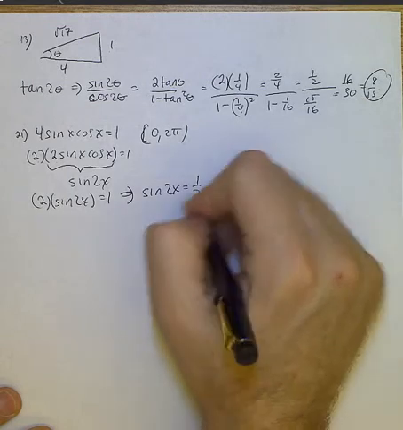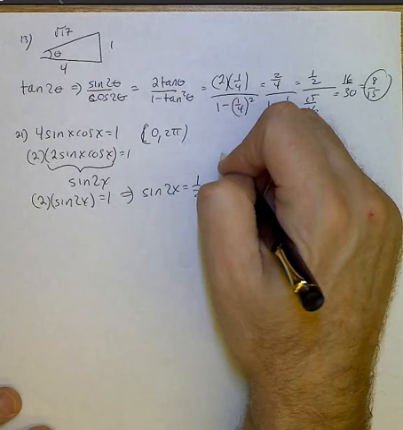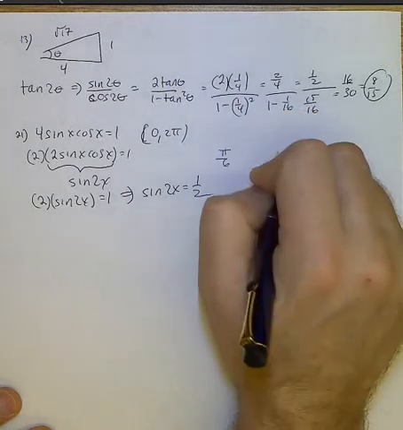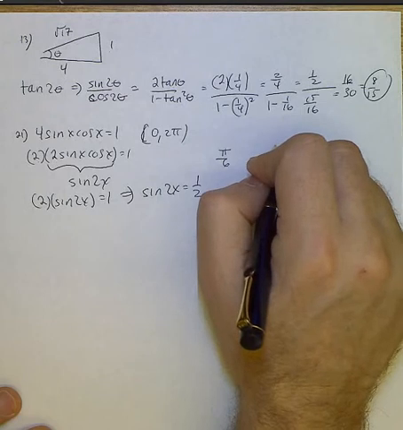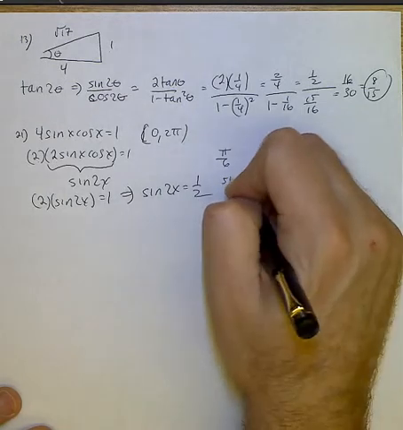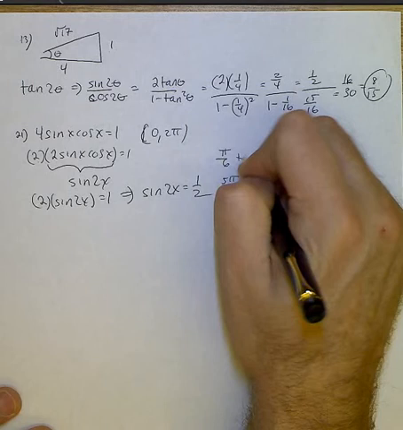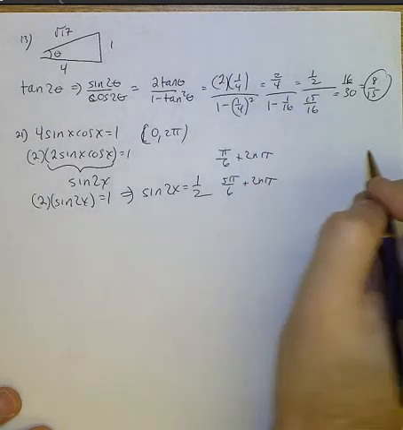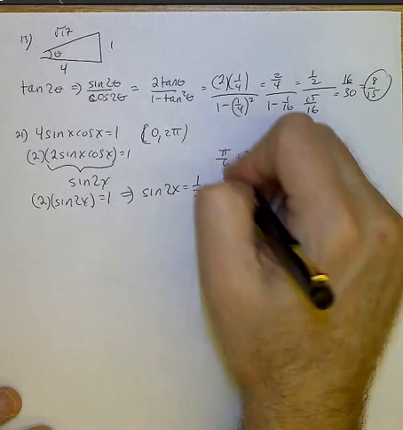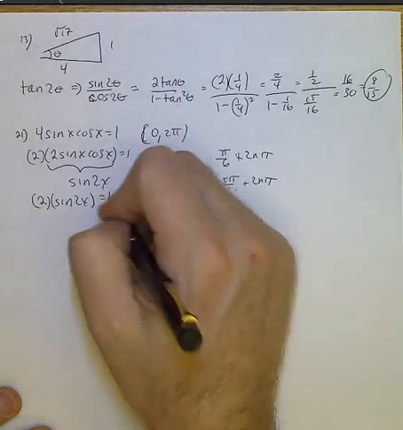Where is the sine equal to a half? We know it's a pi over 6 angle. We're looking for positive a half, so it's pi over 6, which is first quadrant, and 5 pi over 6, which is second quadrant. Now we do need to look at the plus 2n pi piece, and I'll explain why in a minute. So we take these two answers and we set them equal to 2x.